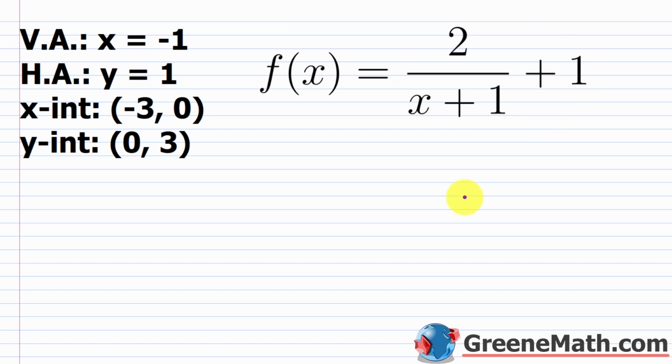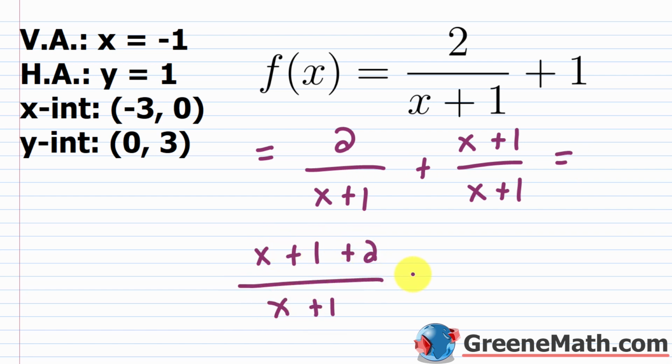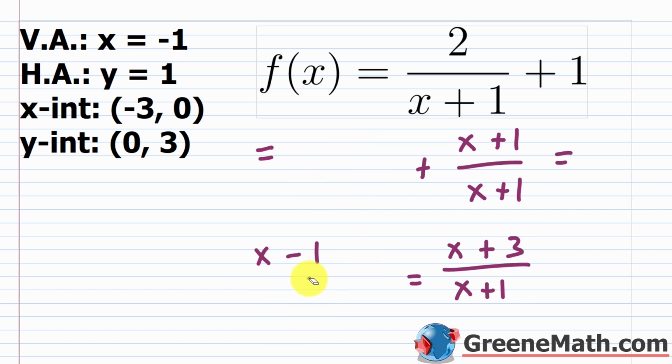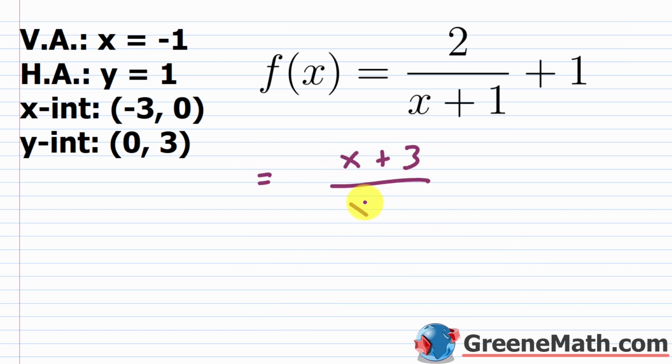So I'm going to make this easy on myself, and I'm going to rewrite this function by getting a common denominator. I'm going to go 2 over x plus 1, and then plus for 1, I'm going to write x plus 1 over x plus 1. Then if we add these, you're going to get x plus 1 plus 2 over x plus 1. So this becomes x plus 1 plus 2, which is 3, over x plus 1. Let me erase the middle steps here, and I'm just going to write that this is equal to x plus 3 over x plus 1.